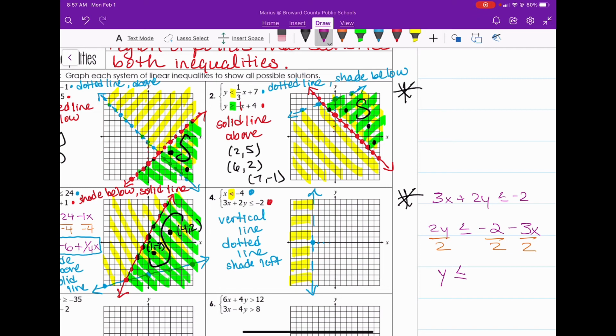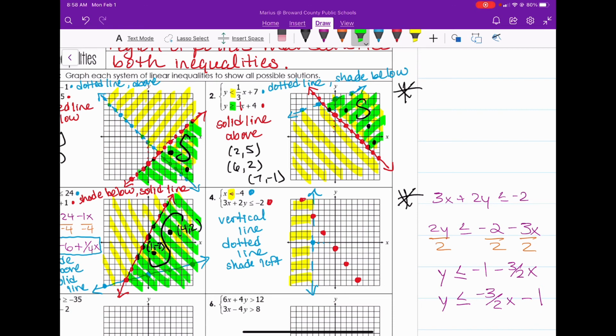So this becomes -1 minus 3/2x. And if we want, we can rewrite it so that the x term is in front. So that's -3/2x minus 1. Now, when we graph the red line, the y-intercept is -1. The slope is -3/2. So that means go down 3 and right 2. Down 3 and right 2. And going back to the left is going up 3 and left 2. Up 3, left 2.